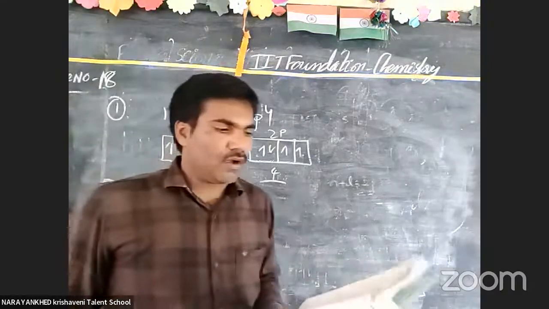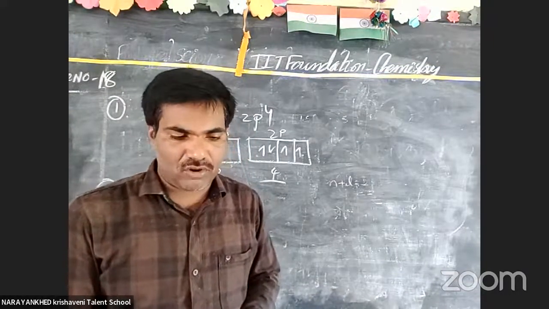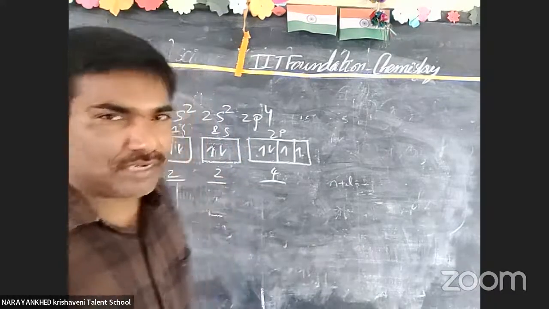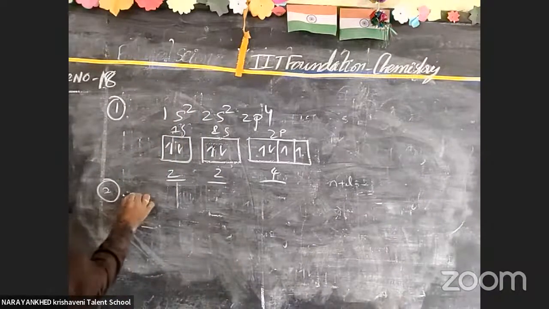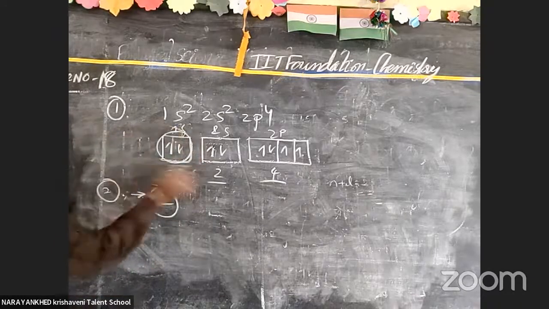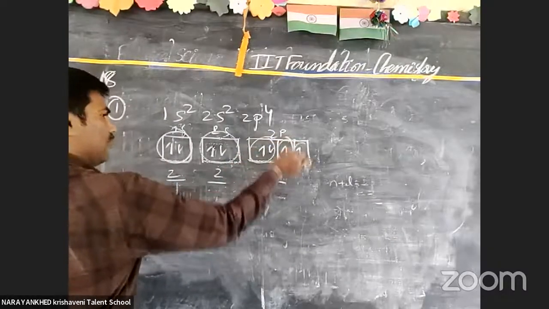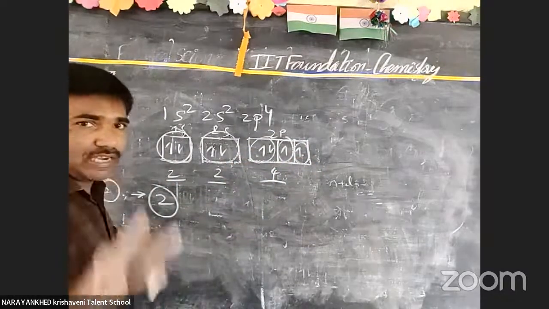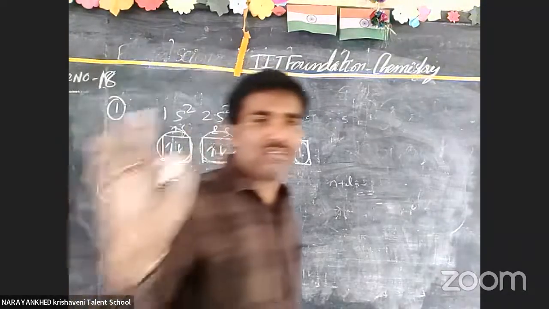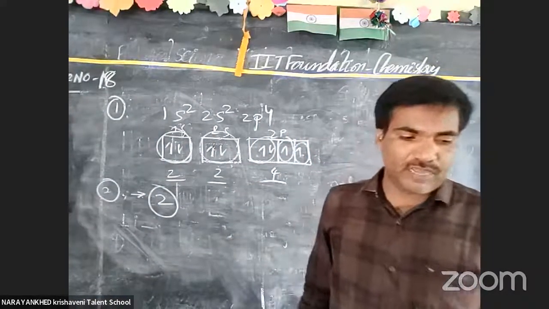Question: According to the Pauli exclusion principle, what is the maximum number of electrons that can be accommodated in an orbital? The maximum number of electrons accommodated in a single orbital is 2. Either you take a 1s orbital, or a 2s orbital, or a 2px, 2py, 2pz orbital, individually every orbital contains how many? 2 electrons only. More than 2 is not possible to occupy in one orbital. That answer is 2.